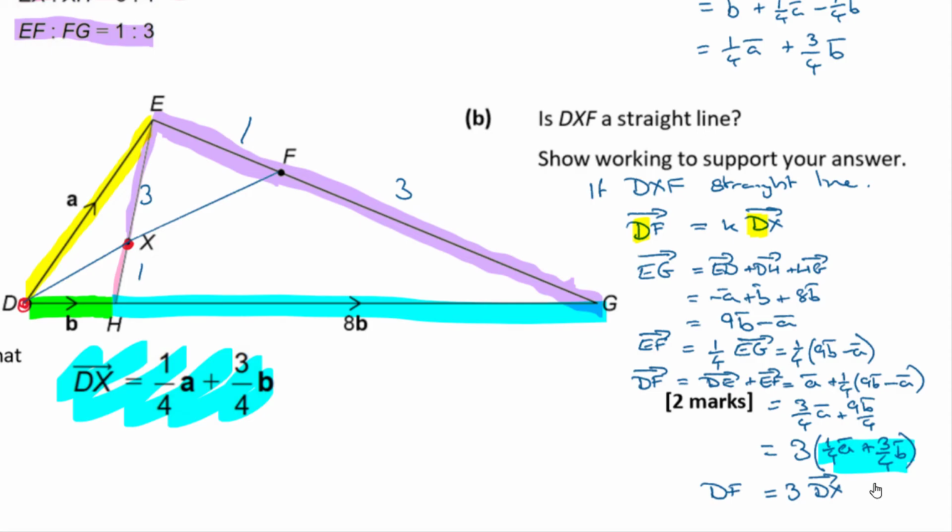If you remember right back at the beginning, I said that I wanted to show that df was equal to some multiple of d to x, which is what I've done. Okay, so therefore DXF is a straight line.